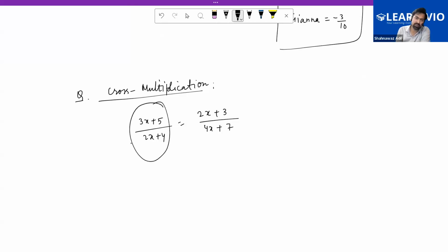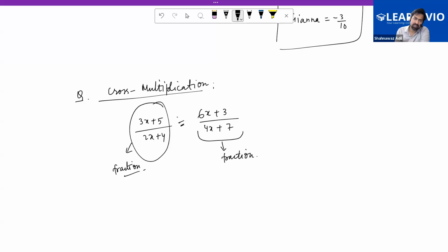This is one fraction, and this is another. Whatever equation we have, it would not be a linear equation, but I can make it that way. It should be like this: 6. Now this is a fraction and this is a fraction. Right. So in these kinds of situations, we use the idea of cross multiplication.